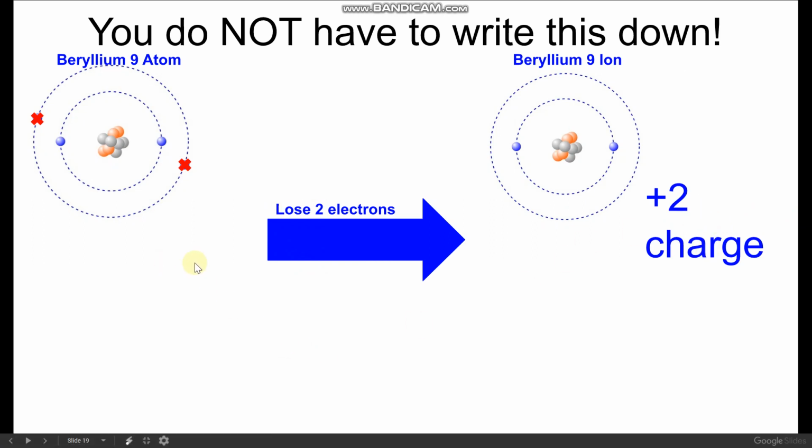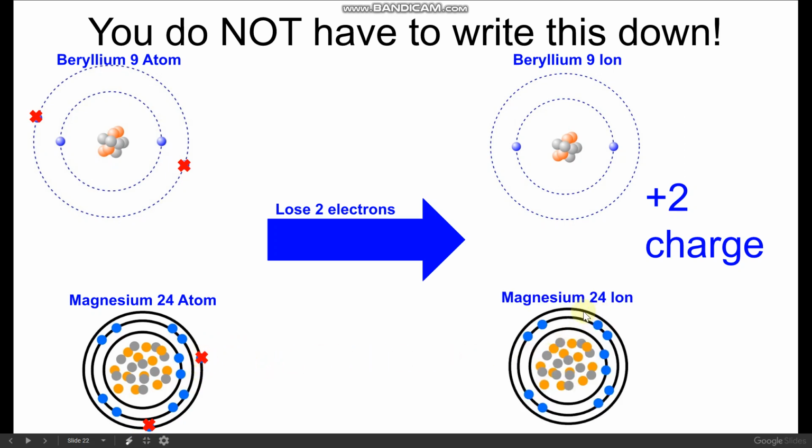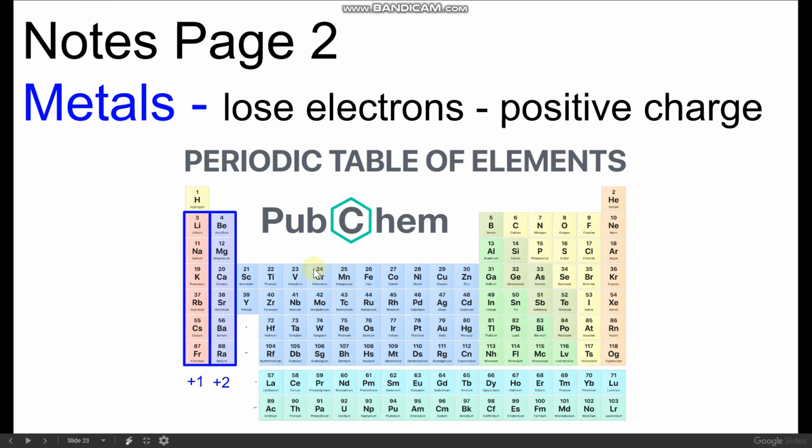Okay, so then the next one in the row is magnesium. And again, we can see if we look at this outermost orbital, it has 1, 2 electrons in it. Again, we're going to lose those 2 electrons, 1, 2, and end up with an empty outer orbital. Since it lost 2 electrons, this atom also has a +2 charge. So, all of the elements in this second row here all have a +2 charge.